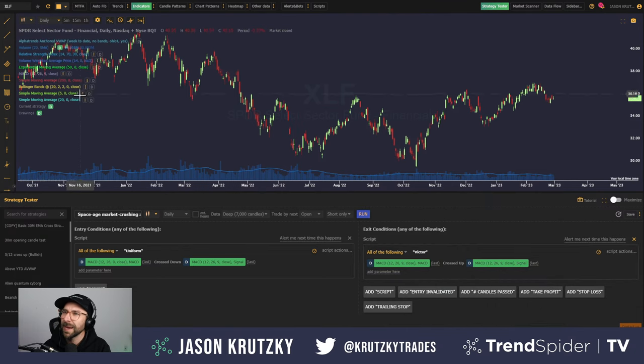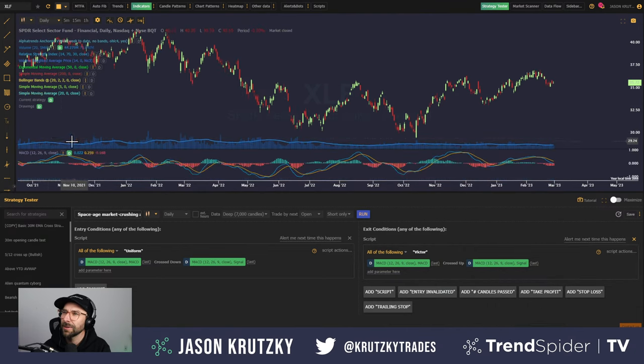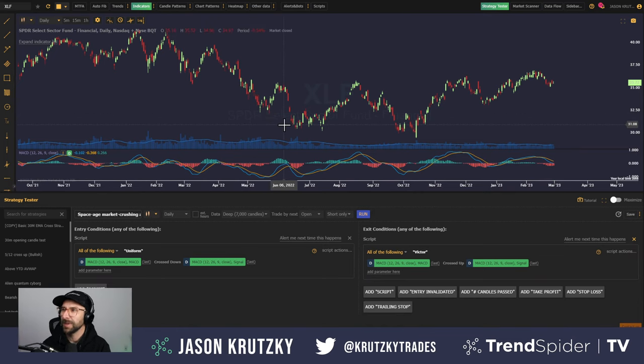I'm going to throw a MACD indicator up here on the chart so you guys can kind of see what's going on with it. For anybody who is not familiar, the MACD line is the blue line. The MACD signal is the orange line. So we are selling when they cross down, right? Around in here, we would be selling and we are buying when they cross back up. We're going to run this thing real quick and we're going to see how it performs.